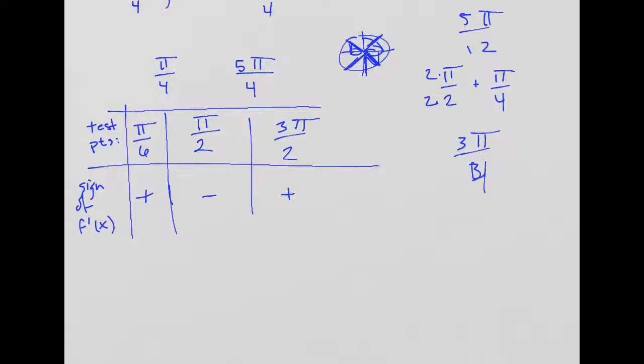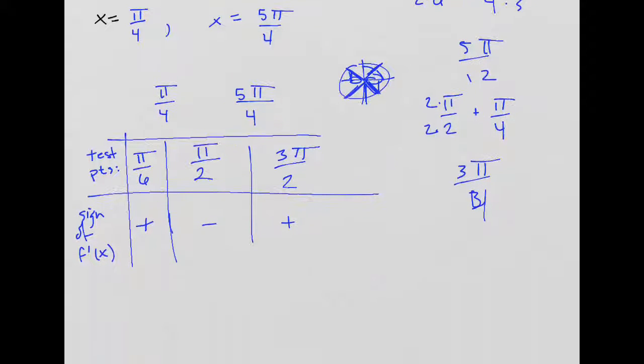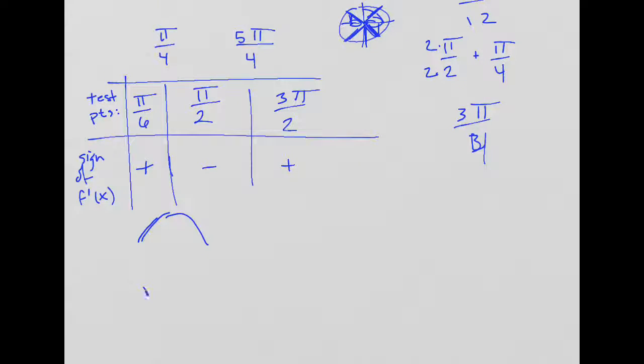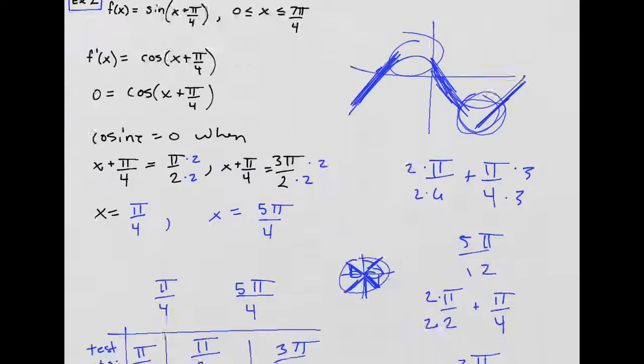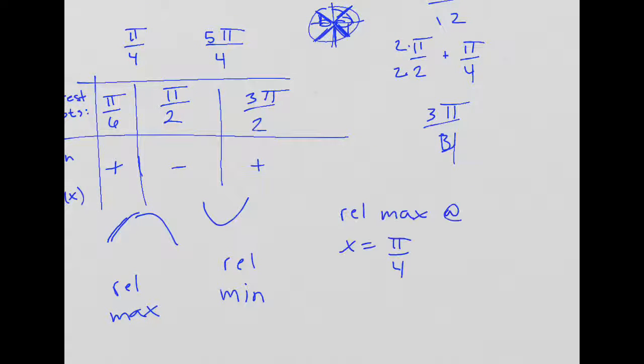So, alright, now this is what I like to do. The derivative is positive, so that means the regular function is increasing. And then we get a slope of 0. And then the derivative is negative, so then the original function is decreasing. So we have a relative max at x equals pi over 4. And then we're decreasing and then increasing, so we have a relative minimum at x equals 5 pi over 4. Beautiful. So I would write that.